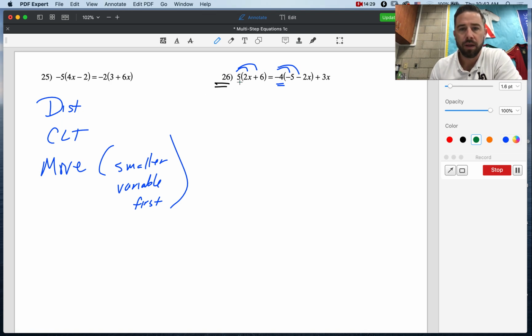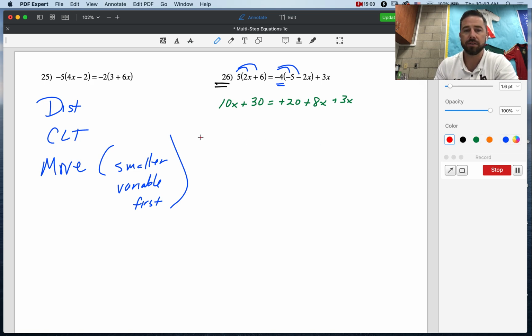All right, here we go. 5 times 2x is 10x. 5 times positive 6, I think it's positive 30, equals negative 4 times negative 5. Well, that's positive 20. Negative 4 times negative 2x, I think that's positive 8x. And then this guy's just hanging out after, so I'm just going to write positive 3x. Okay, I think I did that right.